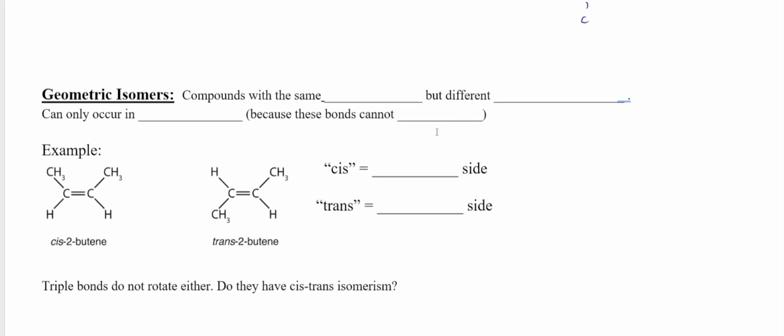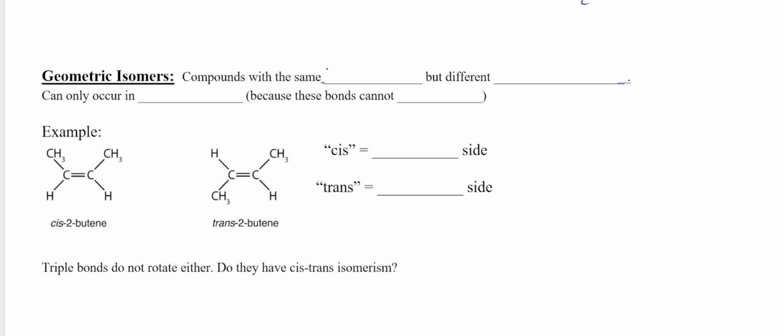Finally, you can have geometric isomers. So those are compounds with the same formula, but different geometric orientation. And we'll see in a minute what we mean by this, okay? So this can only occur in alkenes because double bonds cannot rotate, right? Remember that your double bonds do not rotate. We'll talk about triple bonds down here, but your double bonds is where we get these geometric isomers.